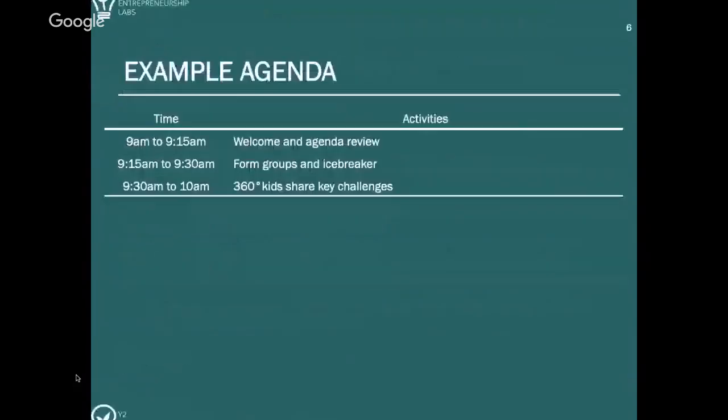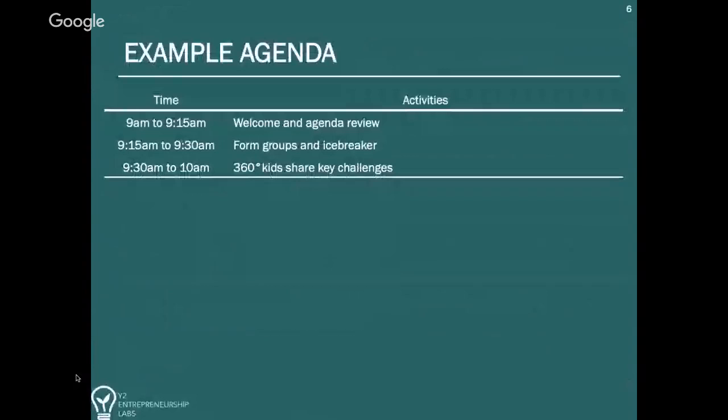So I mentioned an agenda, alternating between instruction and work time. This is something I did recently with a community partner called 360 Kids, north of Toronto in Canada, where they're based. 360 Kids is a youth shelter. They offer programming for at-risk youth as well as youth who have become homeless.